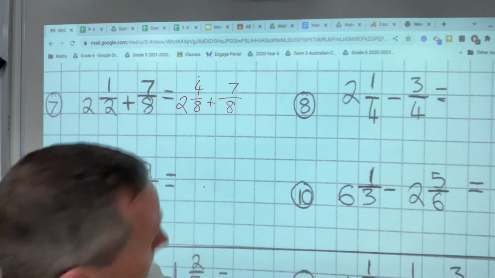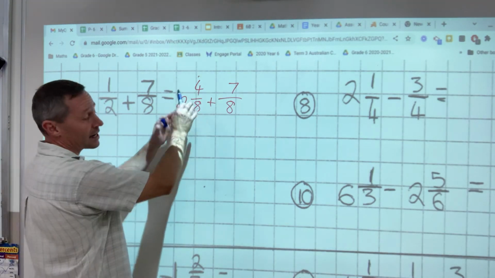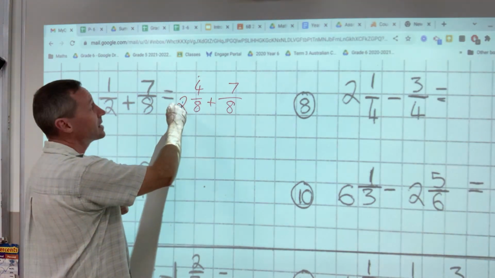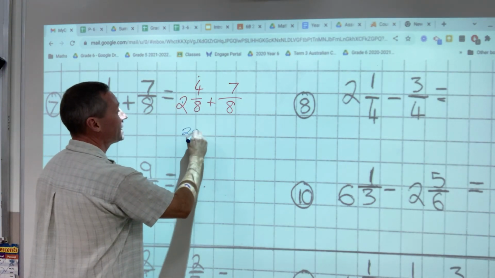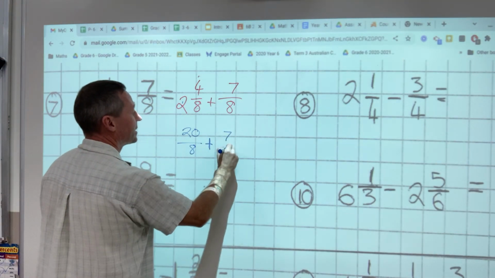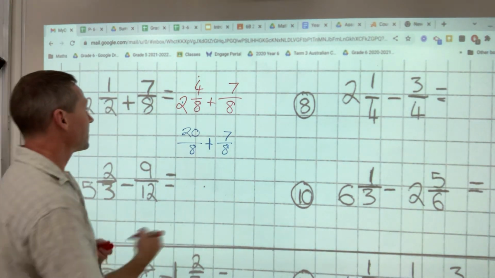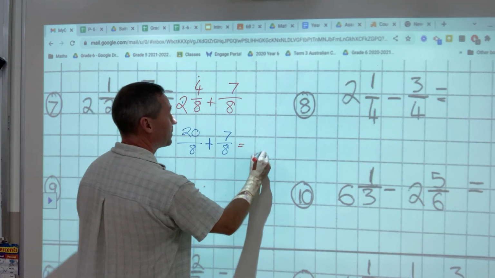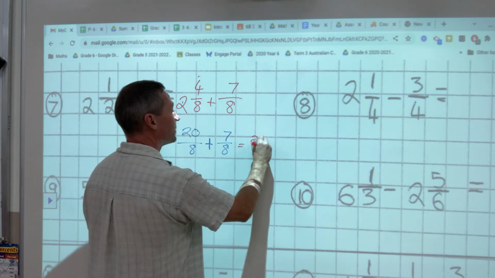What I'm going to do different this time is I'm going to do 8 times 2, because 8 is how many make up 1 whole. 8 times 2 is 16 plus 4 gives me 20. So I can rewrite this as 20 over 8 plus 7/8. A little bit hard to see this, so I'll just change the marker. The 8 is the denominator, they're the same, so I can keep that the same. 20 plus 7 gives me 27.